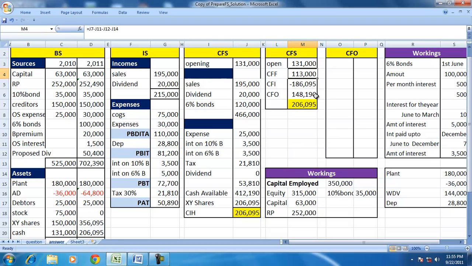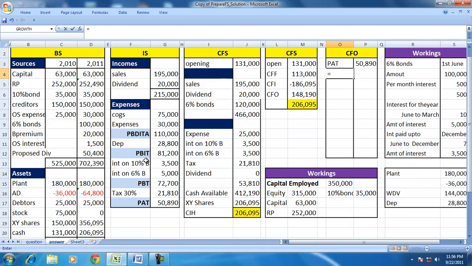So cash from financing is positive, cash from investment is negative, and cash from operation is positive. That means you're raising money through operations. So you're generating money through operation and raising money through bonds issue. But the question as usual still remains to be addressed, that is, why is PAT not same as CFO? For that, let us do the indirect method of determining the CFO.